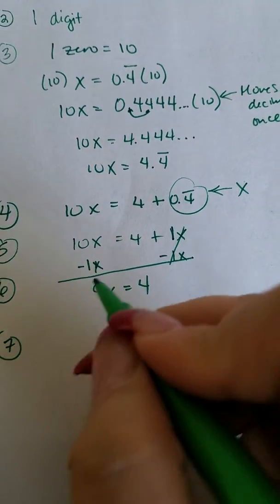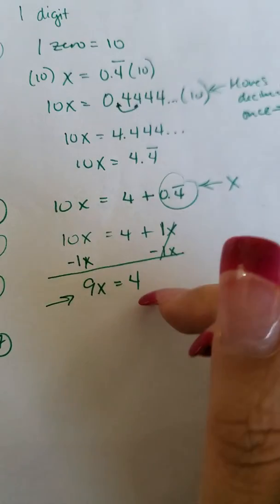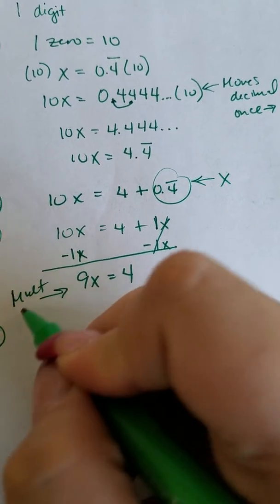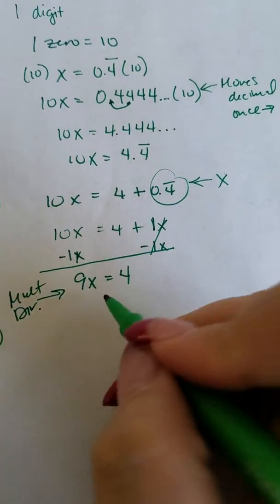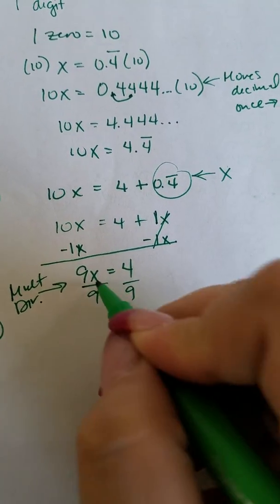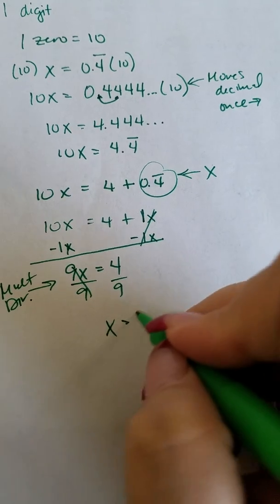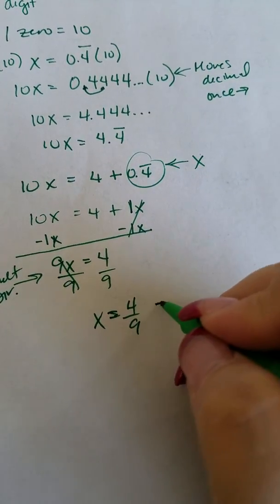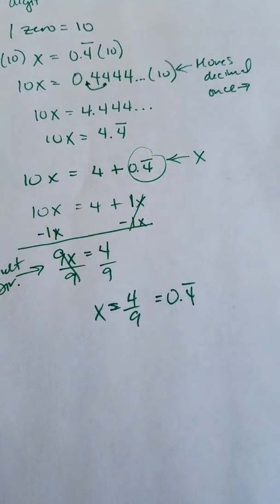And then the last step is to get rid of this 9 and move it to the other side. So again, we have multiplication going on here. The opposite is division. So I'm going to divide both sides by 9. So I get x equals 4/9. And then when you stick this into your calculator, you should get 0.4 repeating.